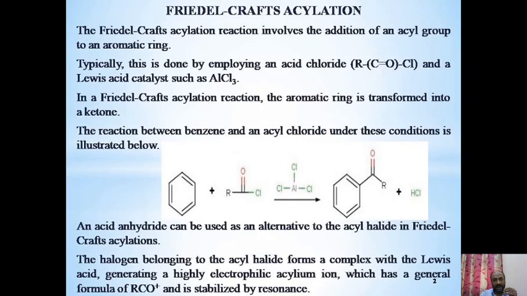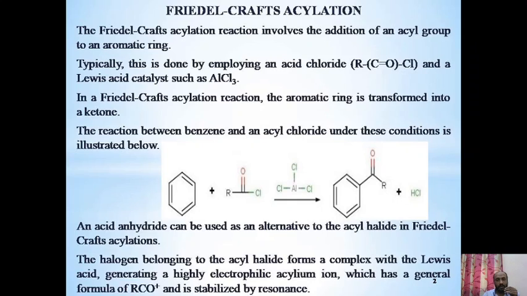An acid anhydride can be used as an alternative to the acyl halide. Instead of acyl halide, that is RCOCl, you can use acetic anhydride, CH3CO, O, CH3CO, that is acetic anhydride.